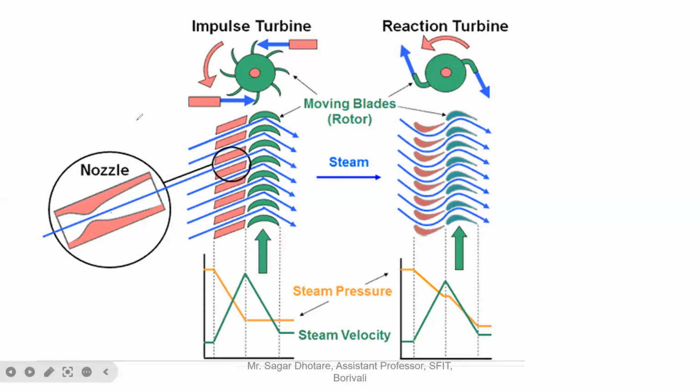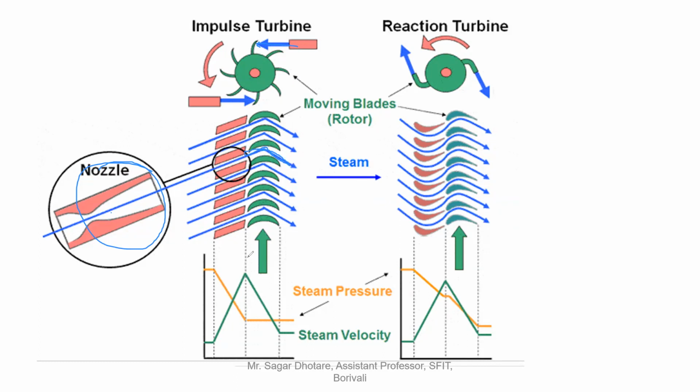Now, look here. In an impulse turbine, the pressurized steam impinges directly over the curved blade, which further transfers the kinetic energy of that steam into the mechanical energy of the rotor. Now look here. The nozzle is used, and the high pressure steam passes from the nozzle to the curved blade, from here to here.